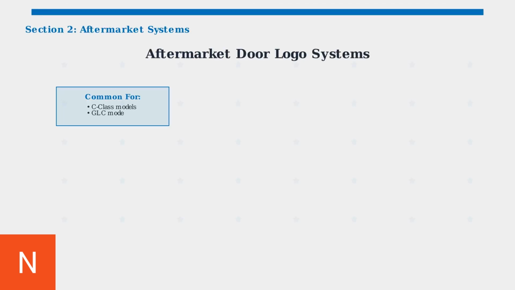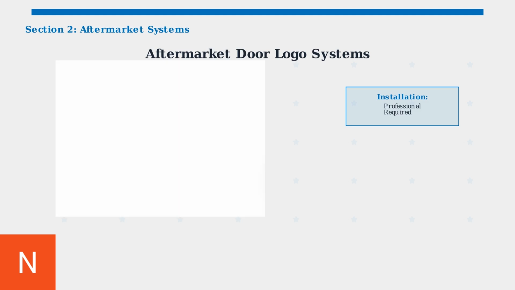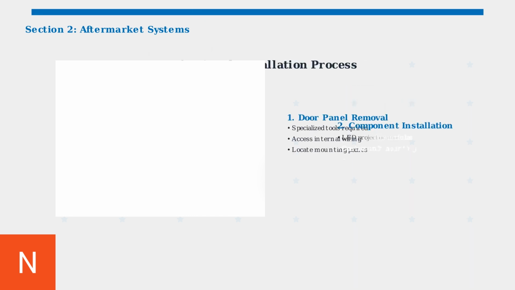For Mercedes vehicles without factory door logo lights, aftermarket systems provide an excellent upgrade option. These are commonly installed on C-Class and GLC models, or older Mercedes vehicles that didn't come with this feature from the factory. Professional installation is essential for aftermarket systems.